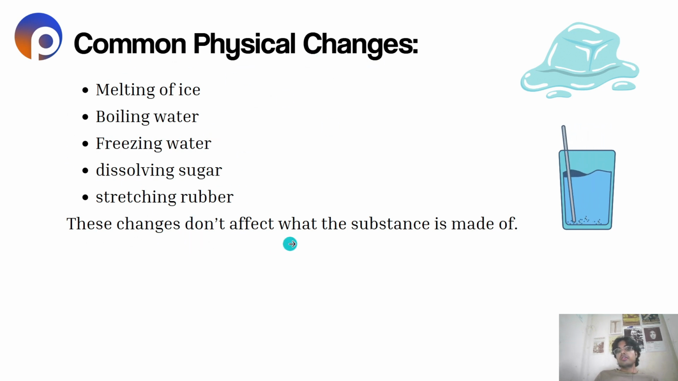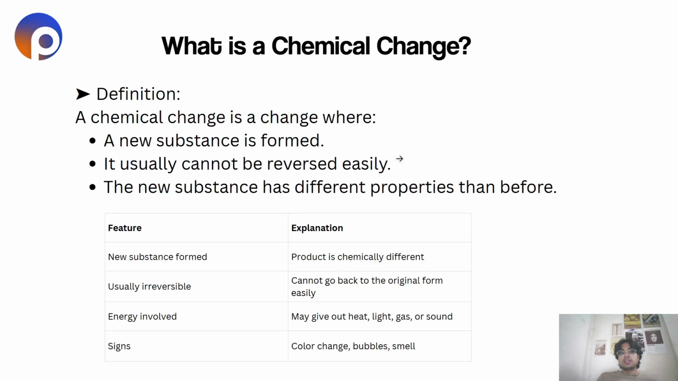These changes don't affect what the substance is made of. Now, what is a chemical change? A chemical change is a change where a new substance is formed. It usually cannot be reversed easily. The new substance has different properties than before.